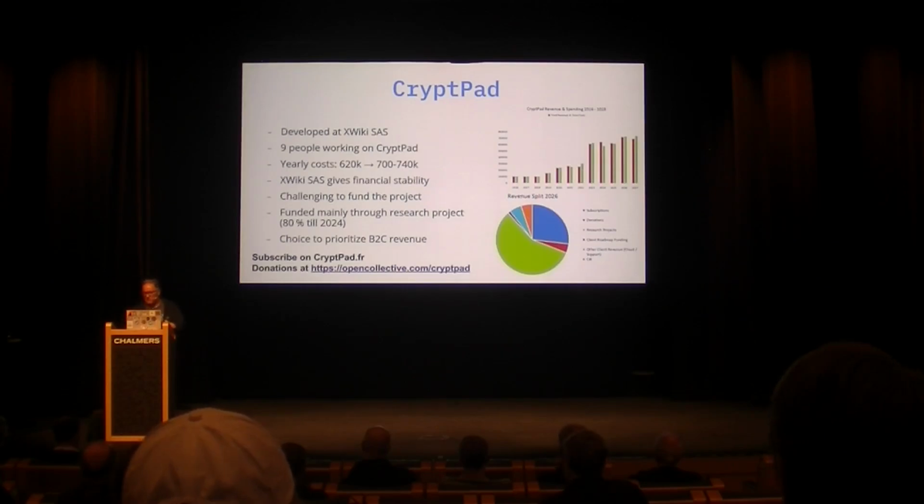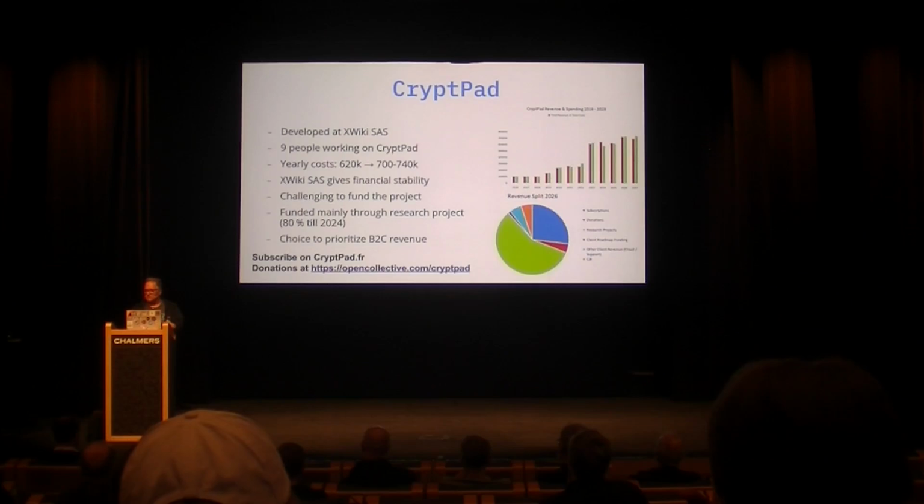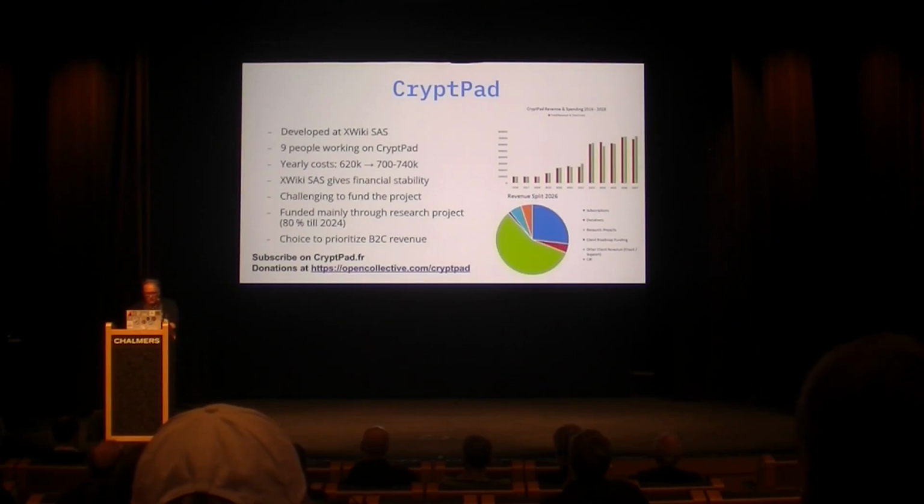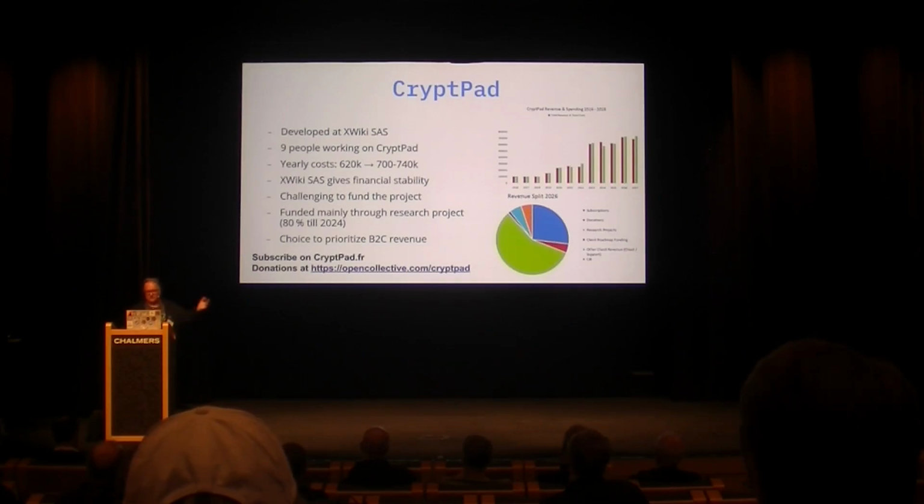We have chosen to prioritize B2C revenue for CryptPad, which was not an easy choice because XWiki as a company has mostly B2B revenue. And so we had much more knowledge on how to sell software to companies than how to sell it to end users. And it's another complexity to fund software with end user money. So you can help, anybody can help, you can encourage people to help. Subscriptions to CryptPad or donations are 2 ways to bring funding to the project.